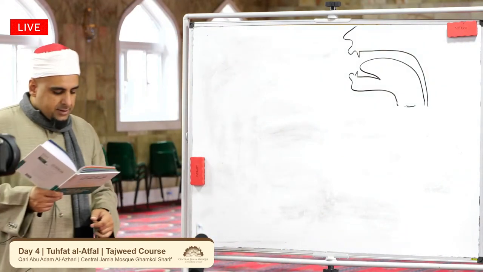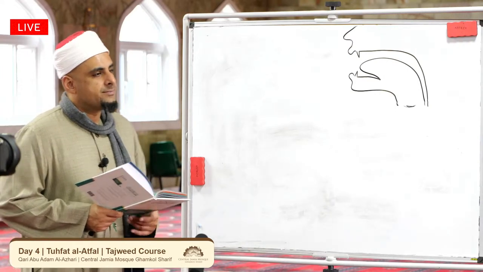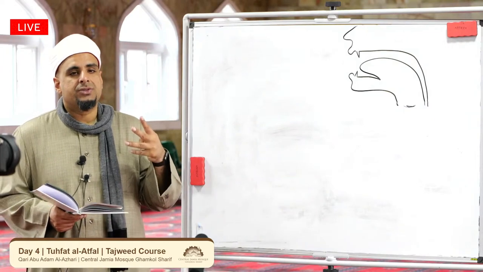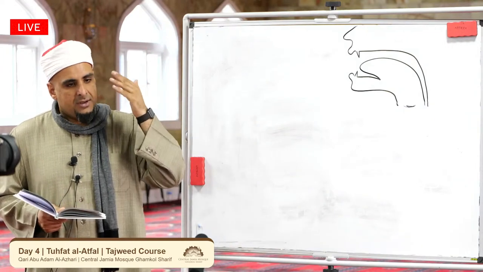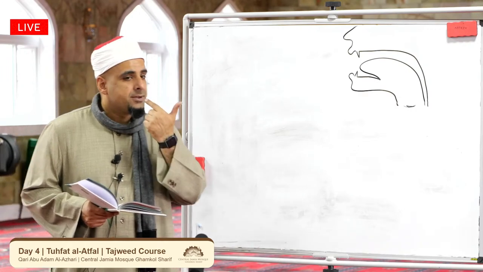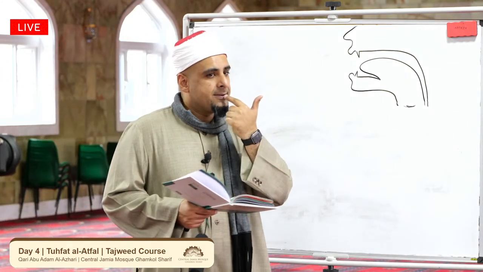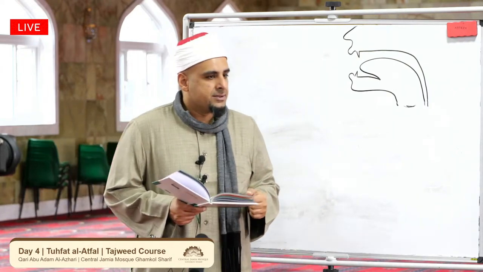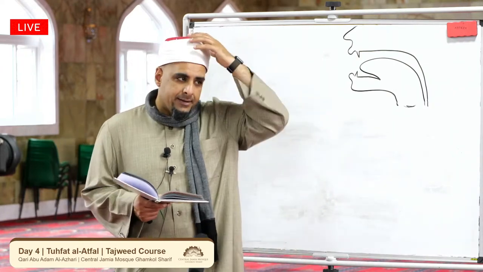Tarful lisan, which means the front of the tongue. So your tongue is divided into three parts: the back of your tongue, the middle of your tongue, and the front of your tongue. Then the top tip, right at the front tip, is called ra'sul lisan. Ra's literally means head.